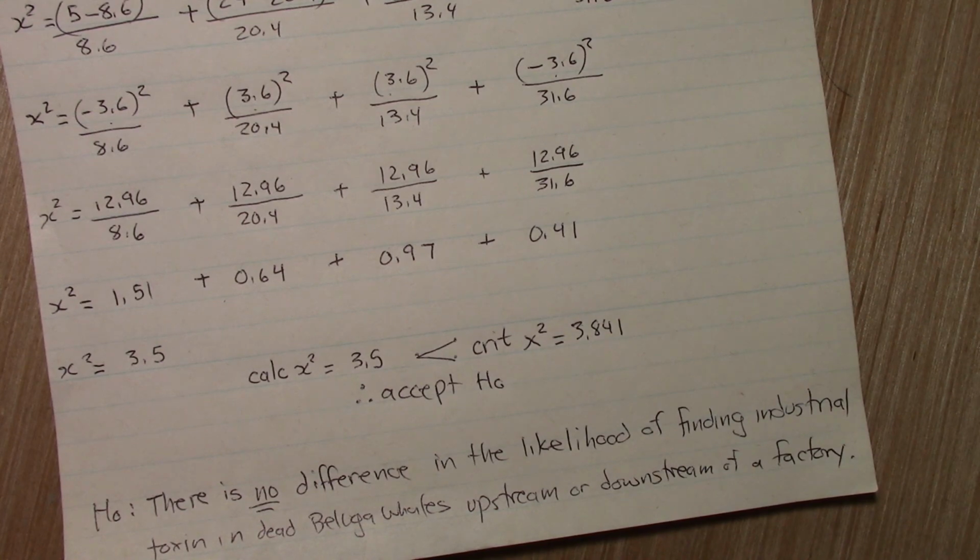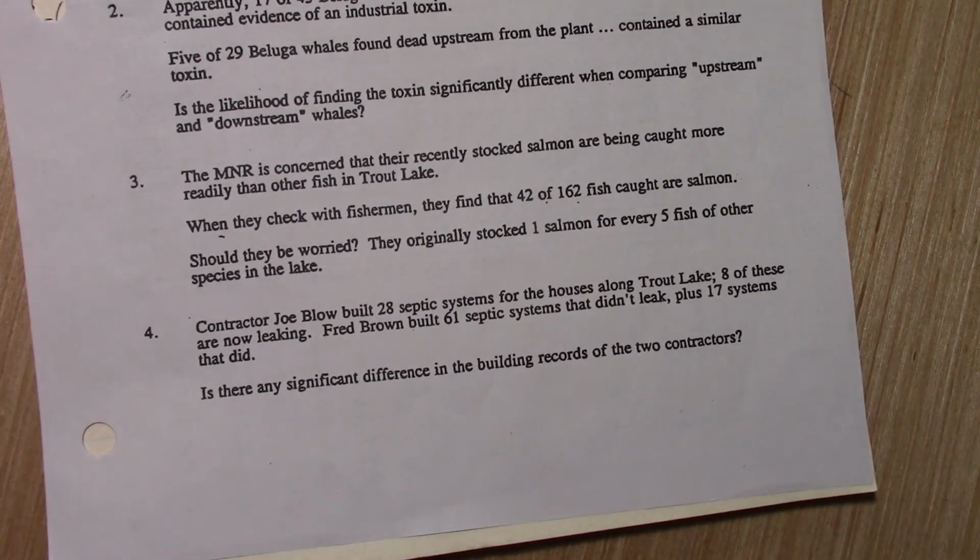There are 2 more questions on our sheet. I recommend that you practice them for yourself. You can do the salmon one as a one-dimensional, your 2 variables being salmon or non-salmon. And you can do Joe and Fred looking for leaky pipes as a 2-dimensional, where your 2 variables are Joe and Fred and leaky and not leaky.